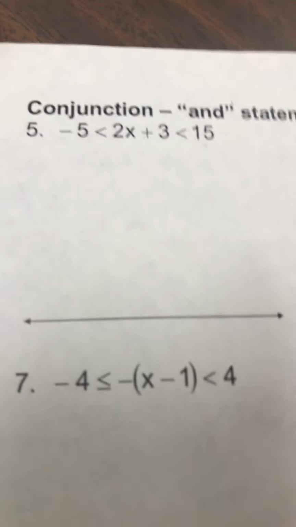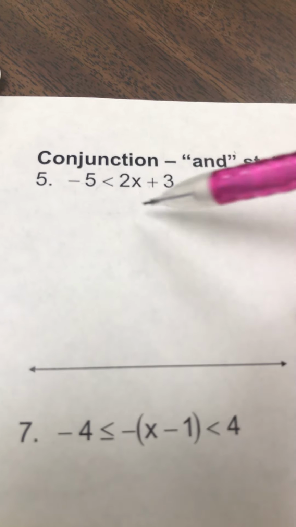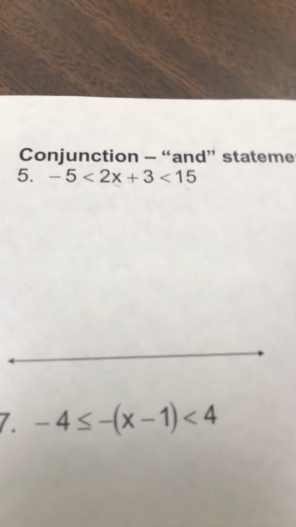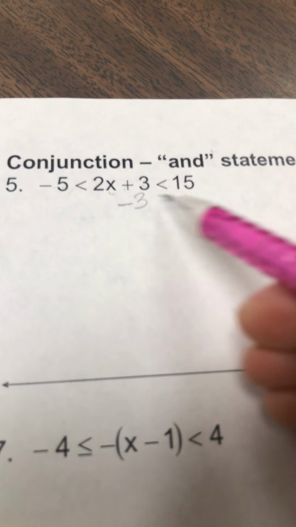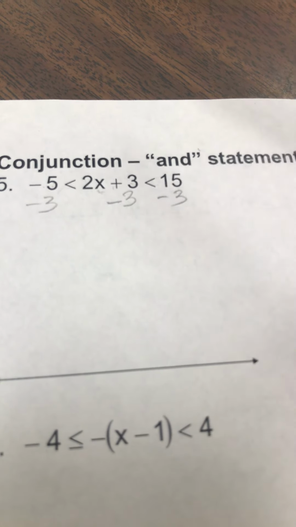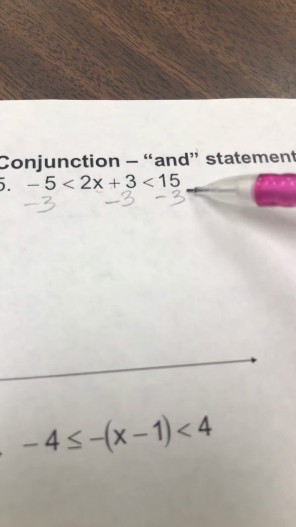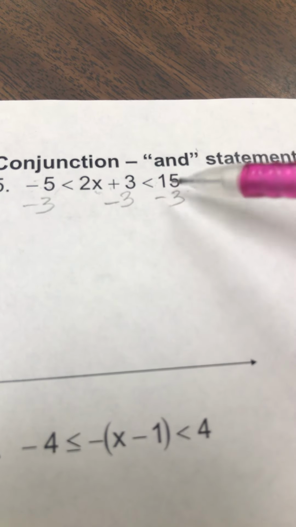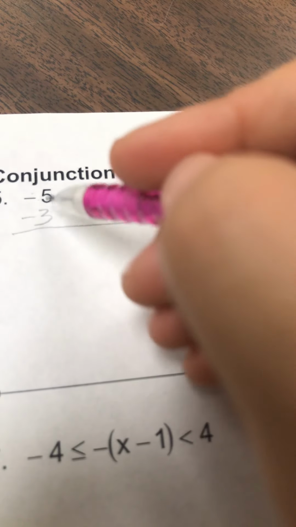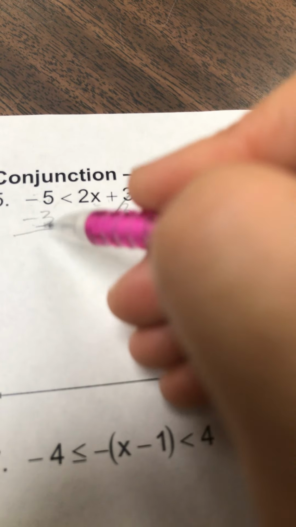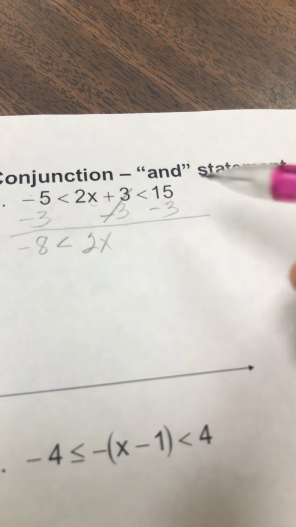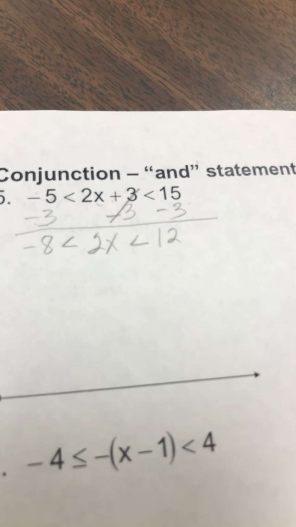Okay, so let's look at how to solve the conjunction. So we're trying to get x. We need to figure out what x is equal to, okay? So to do that, we need to subtract 3, and you're going to do it from both sides. Since you have 2 inequality signs here, you need to do it to the left side and the right side, okay? On the other side of both of those signs. So now this cancels out, and you're going to have negative 5 minus 3, which is negative 8, is less than 2x is less than 12.